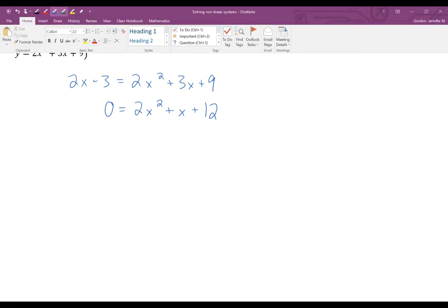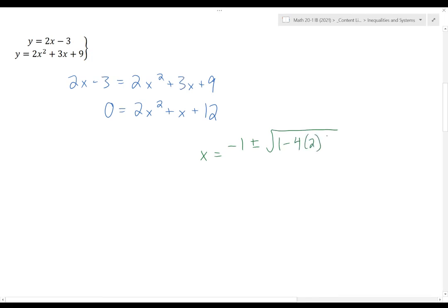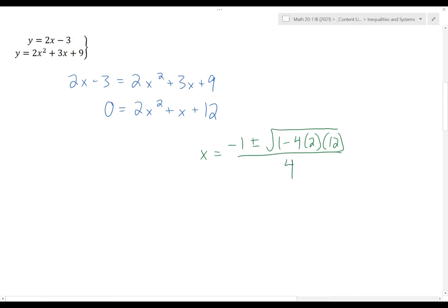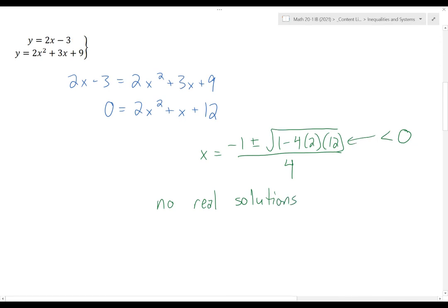And in the quadratic formula, x equals negative 1 plus or minus the square root of 1 minus 4 times 2 times 12. I'm not even going to bother doing that multiplication. It would be all over 4, because I can see very clearly here that this is going to be less than 0. Since it's going to be less than 0, there are no real solutions. And so that means there are no intersections.